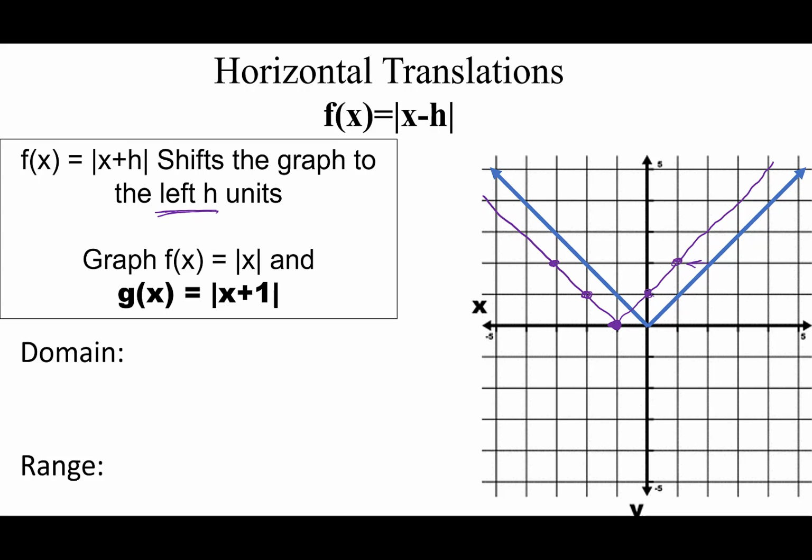All right, so we've shifted a horizontal translation to the left h units because we were adding, or 1 unit because we were adding 1. Our domain, guys, is all real numbers. We've got an absolute value. Majority of the time, domain is going to be all real numbers. And the range is going to be y is greater than or equal to 0 because that point right there is the point -1, 0. So the y value is 0.